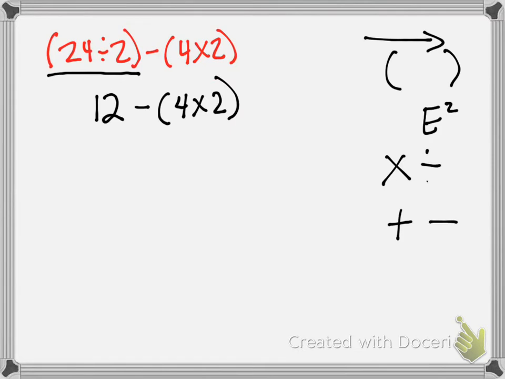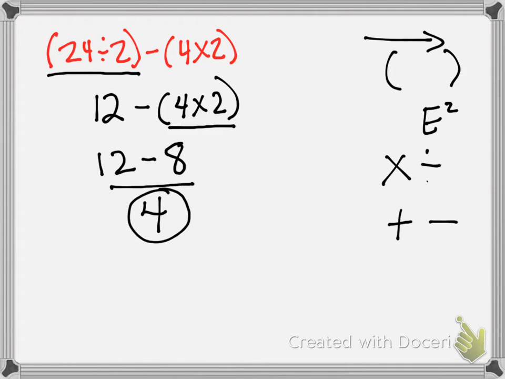And now I'm going to continue with parentheses, because it's still first, I haven't finished them. I'm going to rewrite everything as I see it. 4 times 2 is 8, and then I underline what I'm going to do next. 12 minus 8 is 4, and I have my solution.